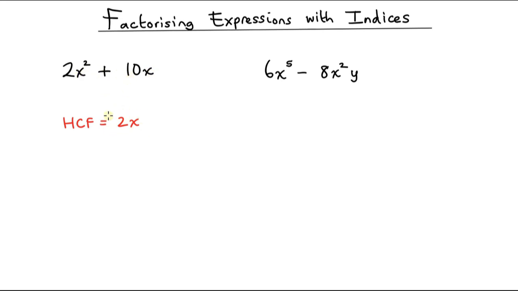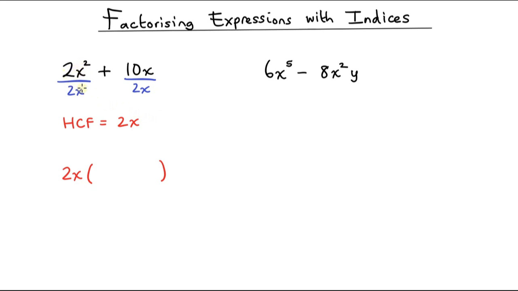Okay, now we've got the highest common factor. What we do is we take out that highest common factor from our expression, and let's put in some brackets. And now we divide each term by the highest common factor. So I'm going to divide 2x squared by 2x. And then we do the same with the second term. So we divide this also by 2x.